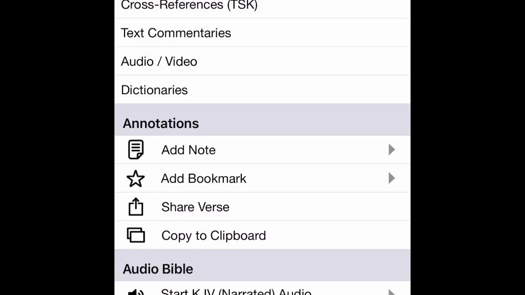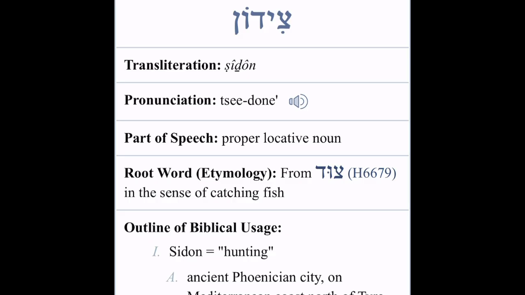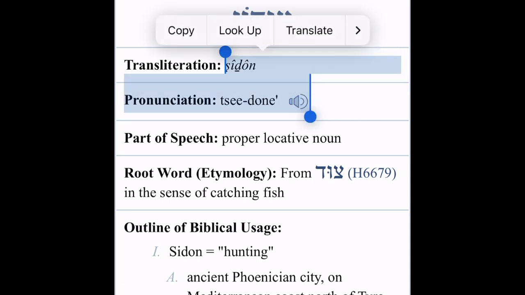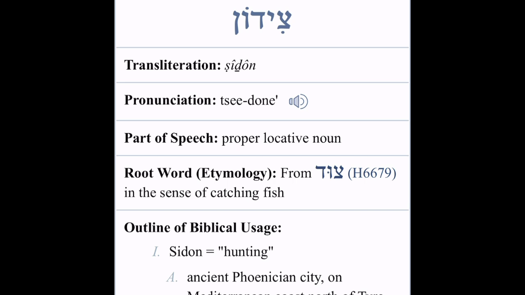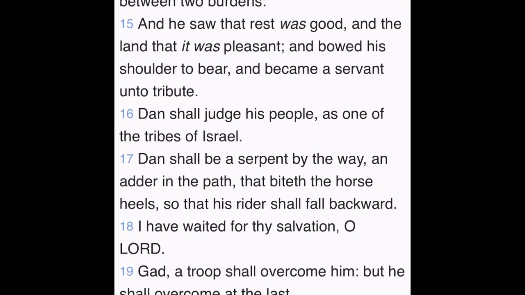Let's see here. Zidon. Let's go into the Hebrew, which is tsayad, which it'll tell you means hunting, but it really means fishing, right? You see right here, from tsayad, from the root etymology, in the sense of catching fish. Fishery. Okay, what does the prophecy say?